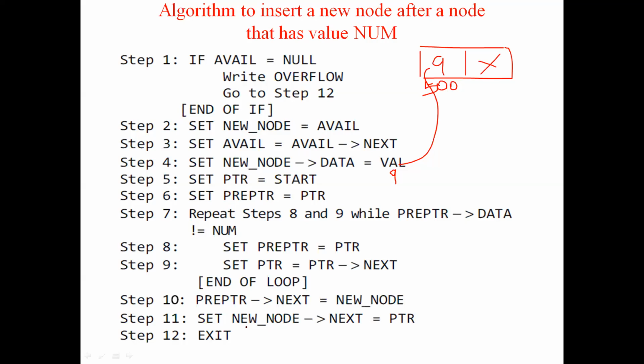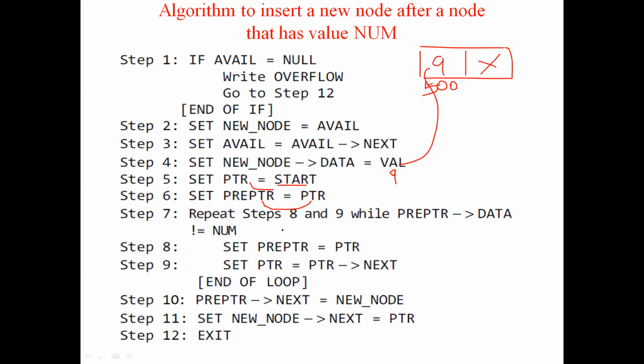Then what is the algorithm? According to the pseudocode, I have to initialize the pointer and the previous pointer as the start value. So that's what is done. The start is assigned to pointer, and the same thing is assigned to pre-pointer. Both are the same. You can write it a different way also: pre-pointer equal to start.